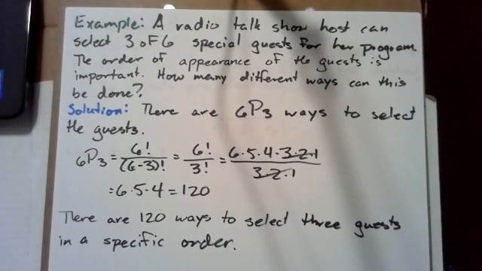An example: a radio talk show host can select 3 of 6 special guests for her program. The order of appearance of the guests is important. How many different ways can this be done? There are 6 pick 3 ways to select the guests. 6 pick 3 equals 6 factorial divided by 6 minus 3 factorial, or 6 factorial over 3 factorial. That's equal to 6 times 5 times 4 times 3 times 2 times 1 over 3 times 2 times 1, which is 6 times 5 times 4, which is 120. There are 120 ways to select 3 guests in a specific order.